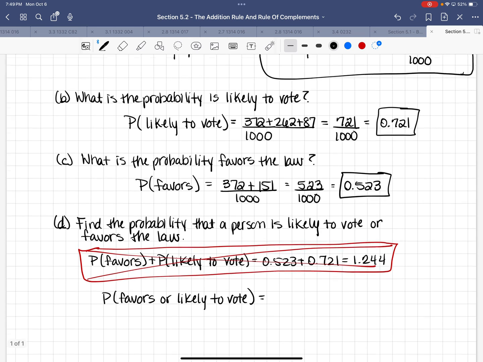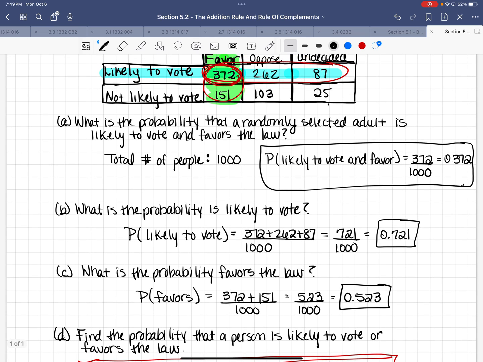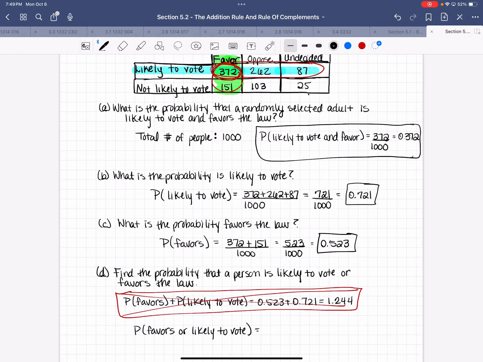All right. Well, that means I need to list all the people that are likely to vote, and then any number that I haven't already listed that goes into favors. So what I'm doing is I'm adding 372, 262, and 87. Let me make this smaller so it all fits on there. 372 plus 262 plus 87. Those are all my likely to vote people.